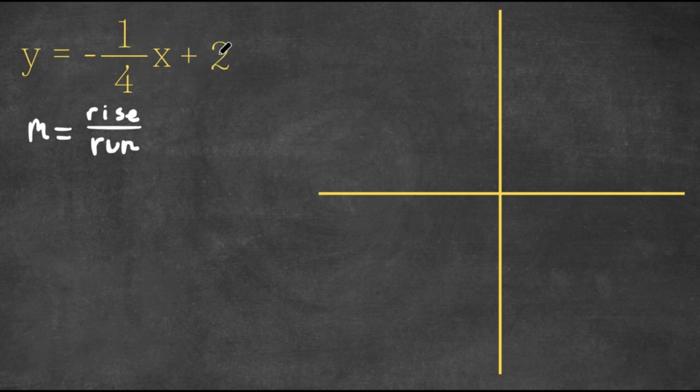We always start at our y-intercept, which in this case is 2. So I'm going to go 2 units up, and this is where we always start. So I'm going to put a little point here.